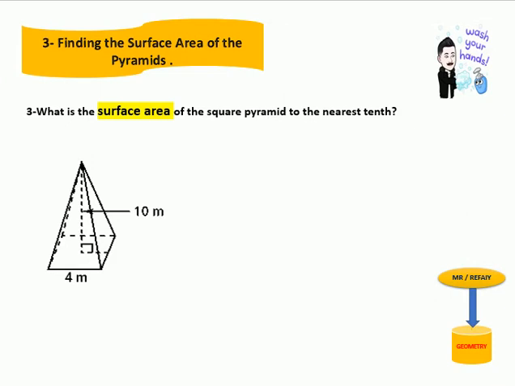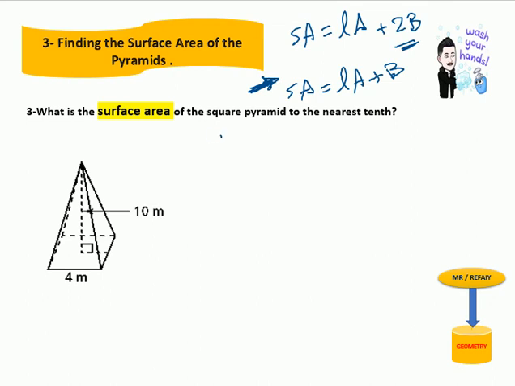The third part of the lesson, finding the surface area of the pyramid. What is the surface area of the square pyramid? Do not forget that the surface area in general for any prism, SA, it's equal LA plus 2 times B. Why here 2? Because we have 2 bases. What about here the square pyramid? It has just 1 base, so because of that we are going to use another rule. So SA, it's equal LA plus just 1 base.